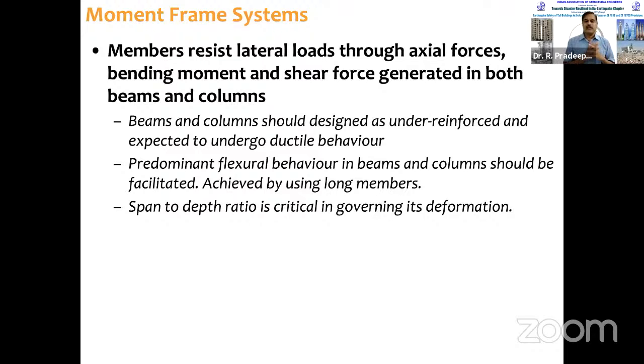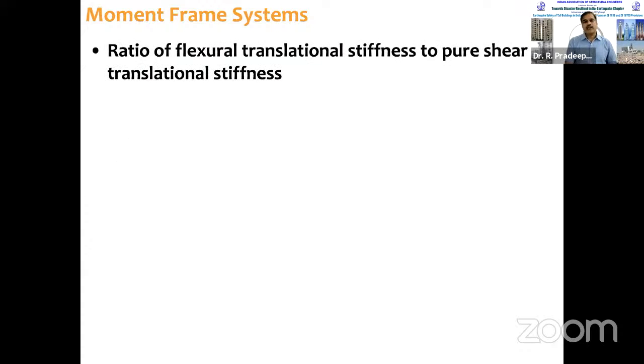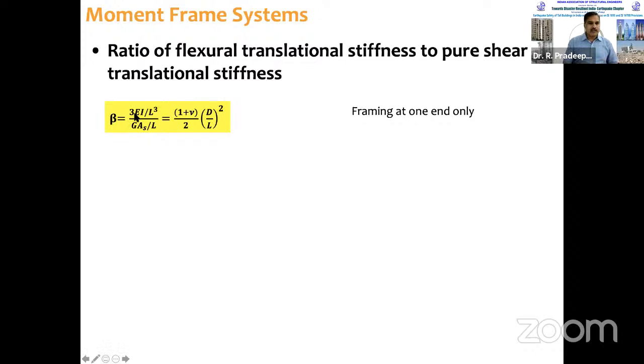Now, in long members, the span to depth ratio becomes critical. Let's look at that. Say the ratio of flexural translational stiffness to pure shear translational stiffness, that means flexural stiffness to shear stiffness, is termed the beta factor. As you can see, this equation is simply 3EI by L cube divided by GAs by L. If we plug in the equations fully, expanding I, E and G, then what we get is this one.